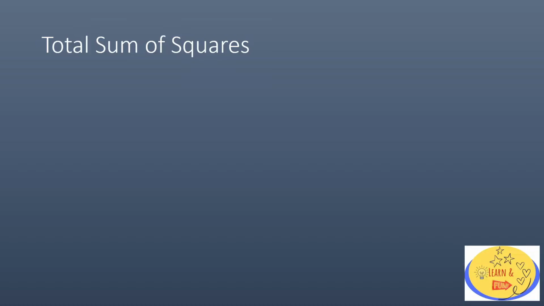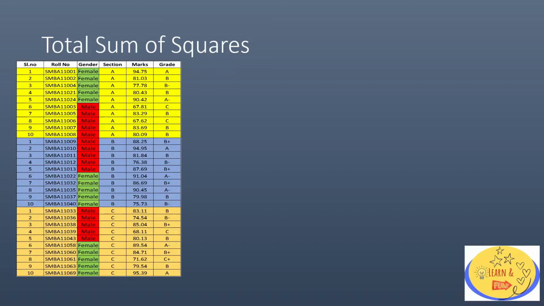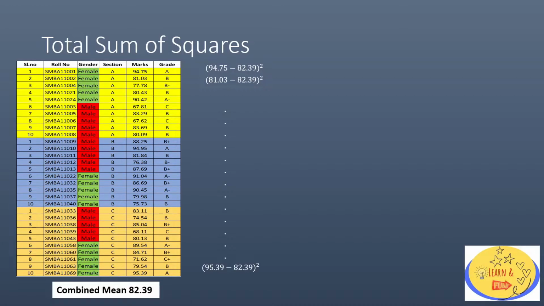When you say total sum of square, you have to bring the table in this fashion, stacked together, section A followed by section B and then section C. Okay, and here are the marks, you have to find the mean of these. So the mean is 82.39, and then from this mean you find the deviation and then square it. This is the first observation's deviation from the mean and square, followed by the second one, and like that you continue, and then you get the total.